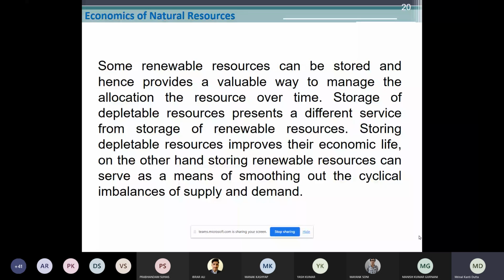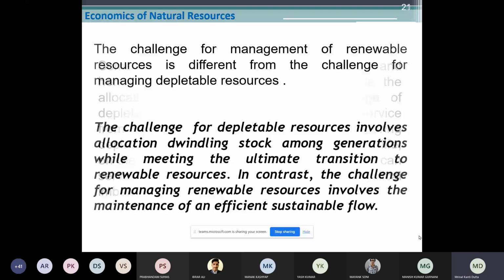Over a period of time we will be requiring different amounts of the resources. Now, if we can store and make it available for the future, it will help us in overcoming the cyclical fluctuations or imbalances of supply and demand by making the resource available at the time of higher demand. That way, that will help in smoothing out the cyclical imbalances between supply and demand of the renewable resources. So in fact, there are differences in management of these two different types of natural resources. So the challenge for management of renewable resources is different from the challenge of managing depletable resources.